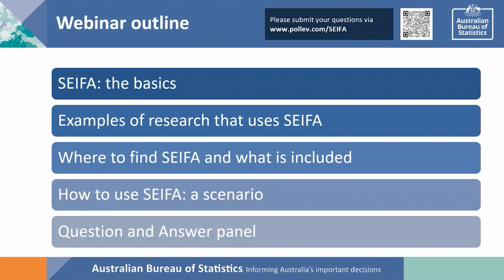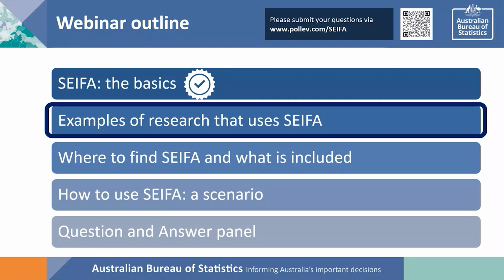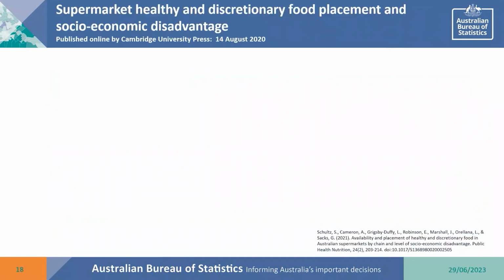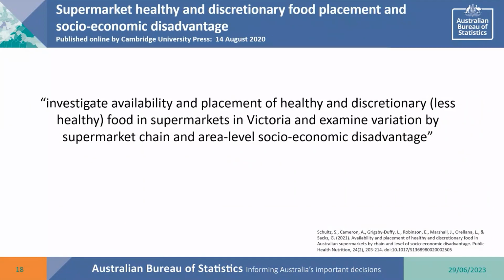So that covers the basics of SEIFA. I'm going to move on now and talk about some examples of research that show how useful SEIFA is. This first example was a project investigating availability and placement of healthy foods and discretionary, that's less healthy foods, in supermarkets in Victoria, that examined variation by area level socio-economic disadvantage.